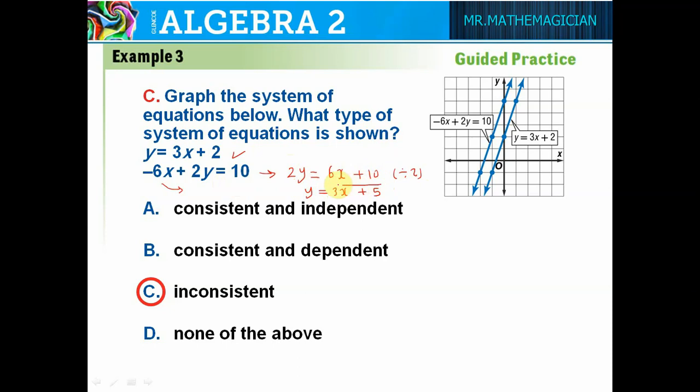Let's compare the two equations now. This is the first equation, and this is the second one. They have the same slope. The slope here is 3. The slope here is 3 as well, but they have different y-intercepts, which means they are parallel. And if the two lines are parallel, they have no common solution, so it will be an inconsistent system.